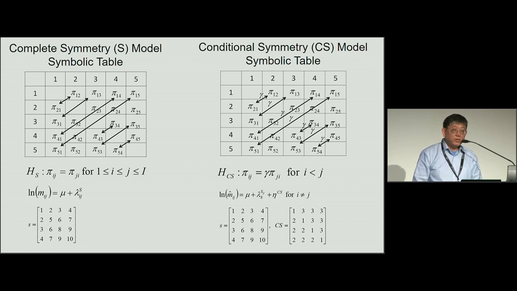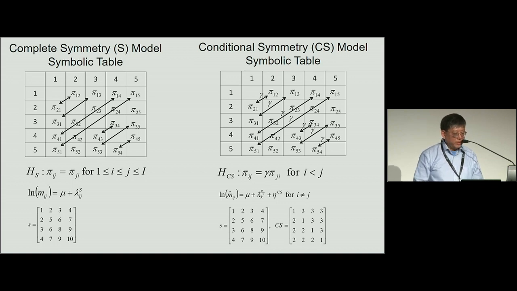Yeah, so there are other models available in the literature. One of them is called the conditional symmetry model, put as CS. So what this model means is that the symmetrical cells are related by a constant term gamma. That means pi ij is equal to a constant times pi ji. That means this cell is one constant to the other cell. Cell 1,2 is a constant times cell 2,1. So the probability is not, in this instance, this is just 1.